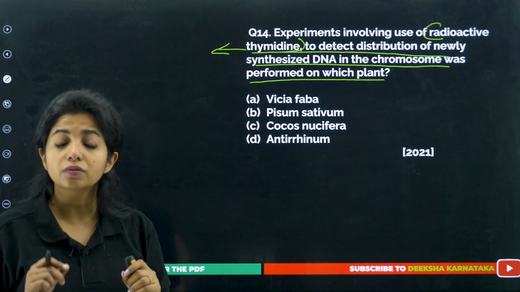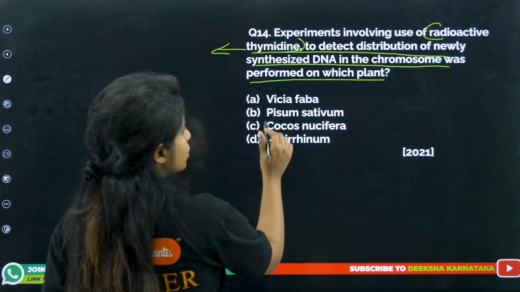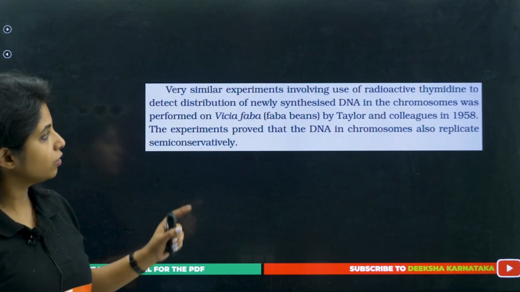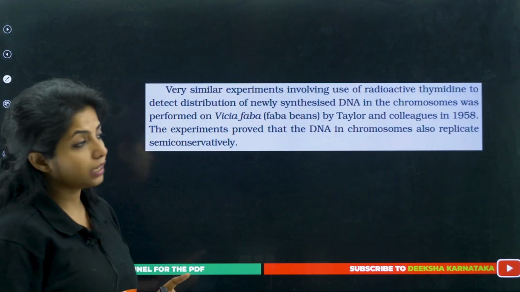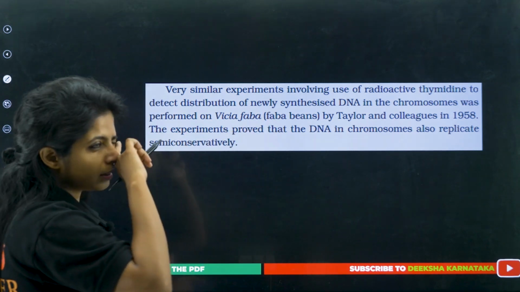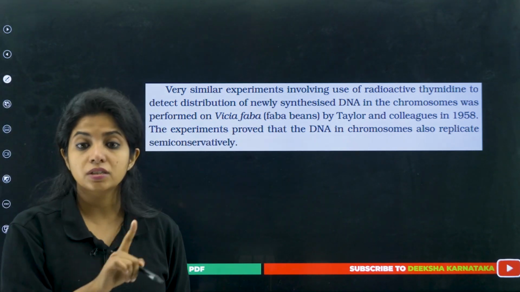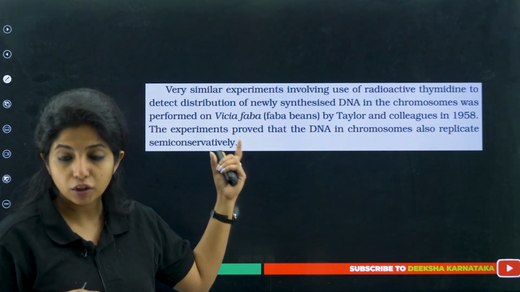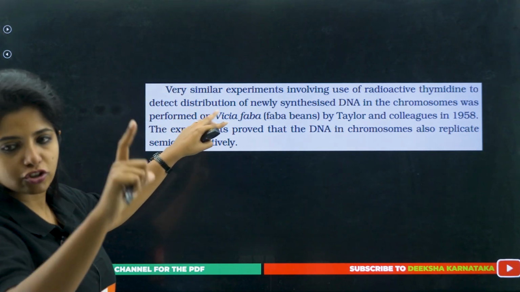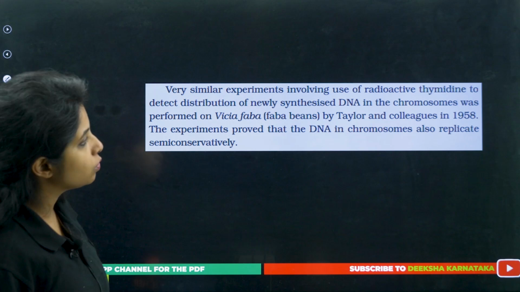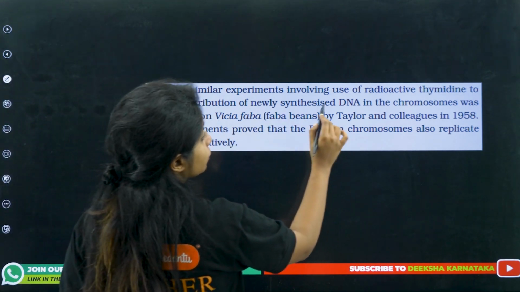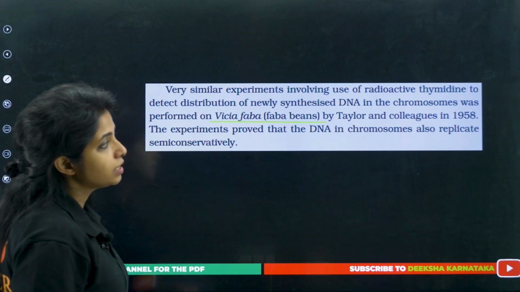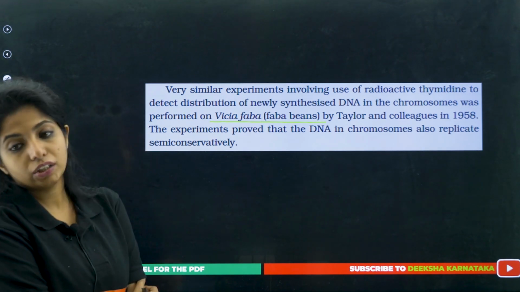Now, it was used in which particular plant? So the answer to this question is Vicia faba. Now, where in NCERT will you find this? You will find it over here. In your NCERT, after the Meselson-Stahl experiment, at the end of it, on the next page, they have given this at the topmost region. So very similar experiments involving use of radioactive thymidine to detect distribution of newly synthesized DNA in chromosome was performed on Vicia faba or faba beans by Taylor and colleagues in 1958.